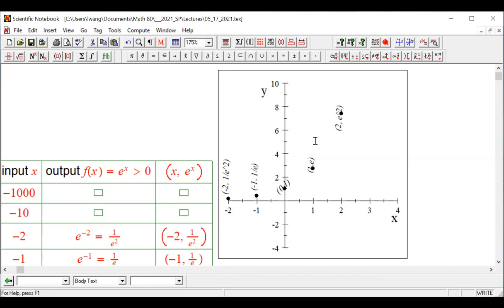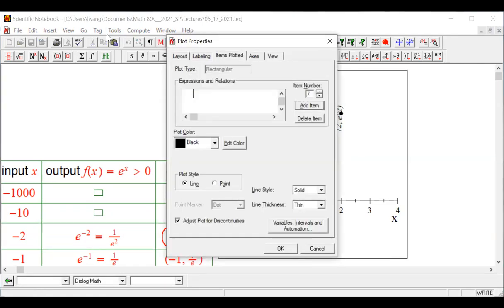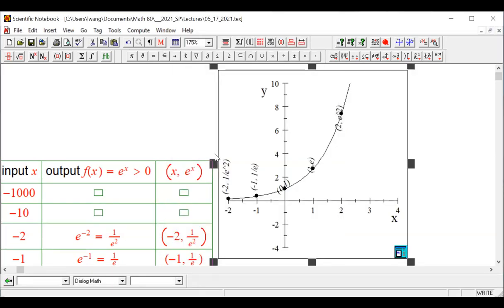Okay, so I think this is good enough. And next, we're going to draw the picture. We're going to connect the dots. Okay, so we're connecting the dots. There. That's e to the power x, right?